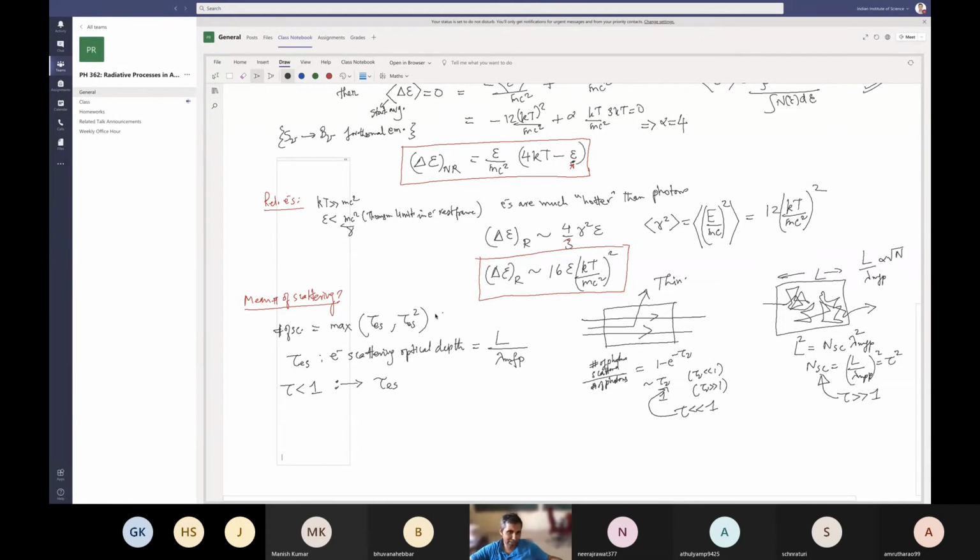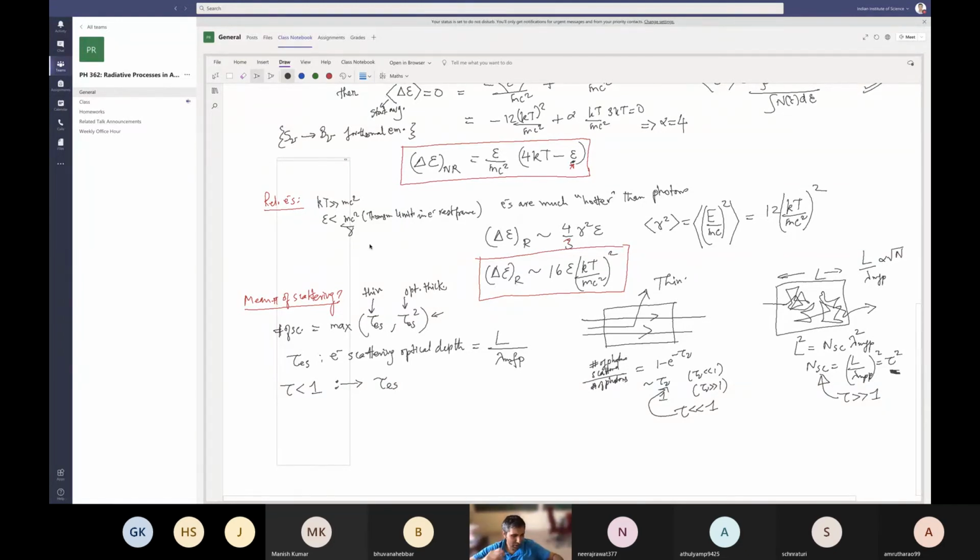So this expression is very, very common whenever we are trying to write an expression which is valid for optically thick and thin regimes. So this is optically thick, where the number of scatterings is tau squared. This is for thin. So the number of scatterings is just the ratio of the system size and the mean free path. So this is the origin for this.